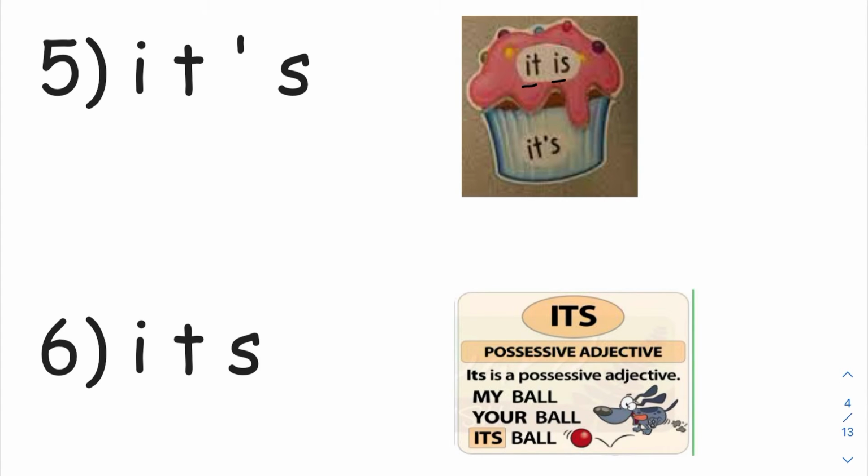Okay, number 5 is one of those easier ones, the contractions. You can say it is. Then you want this number 5, it's going to rain. It is going to rain. Okay, and number 6 is talking about something. So here, it's ball. Talking about the dog's ball. It's ball.